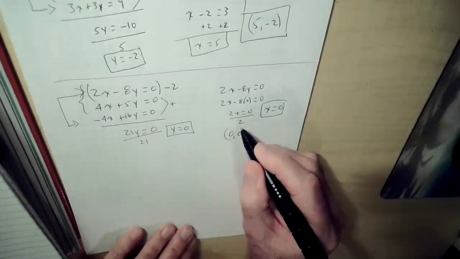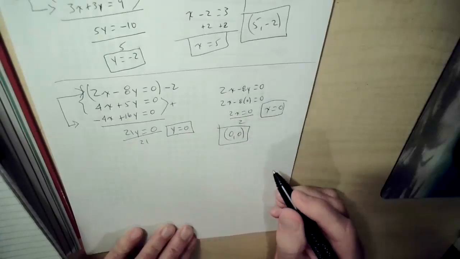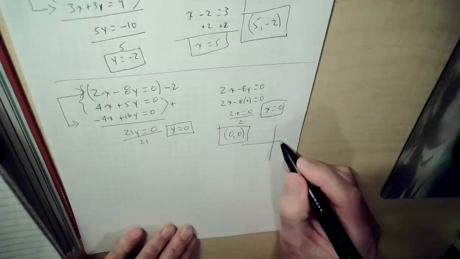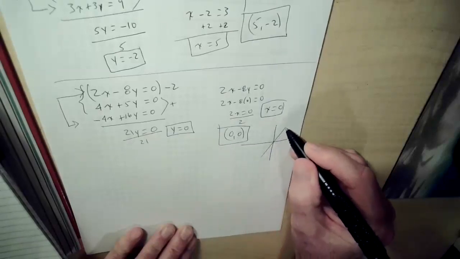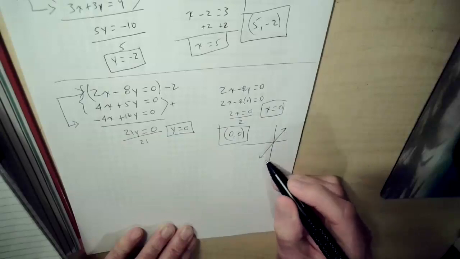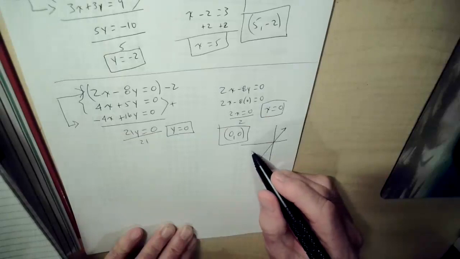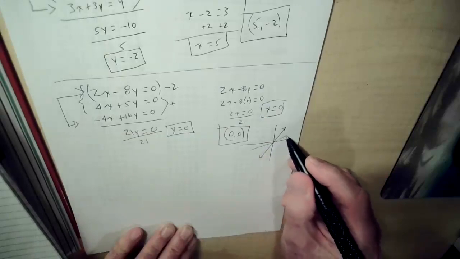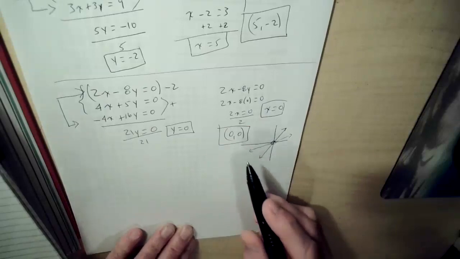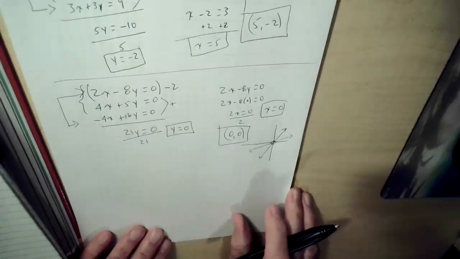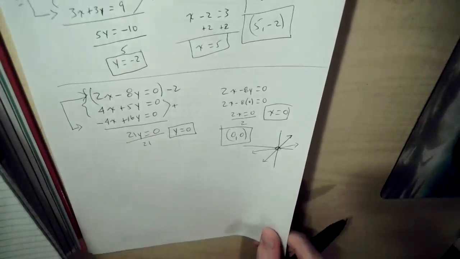We have this. Is this a possible solution? Yeah, 0, 0. What that means is the two lines intersect. One will go here, the other one will go here. They intersect right there at 0. That's what that means.